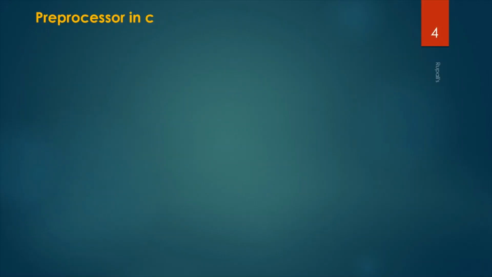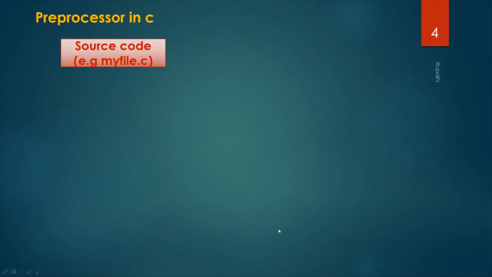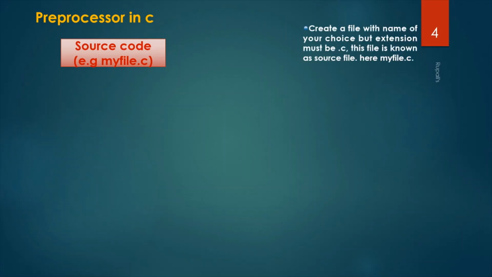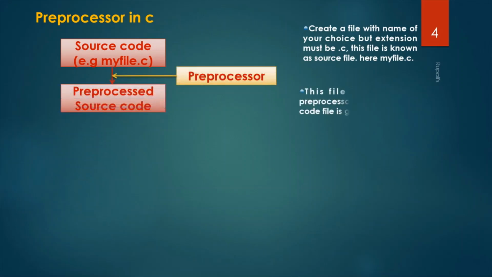Now we will see how the preprocessor works. First, create a file with a name of your choice, but the extension must be .c. This file is known as the source file. So this is our file, the file name is myfile and the extension is .c. So our file name is myfile.c. Now this file is processed by the preprocessor and an expanded source code file is generated.